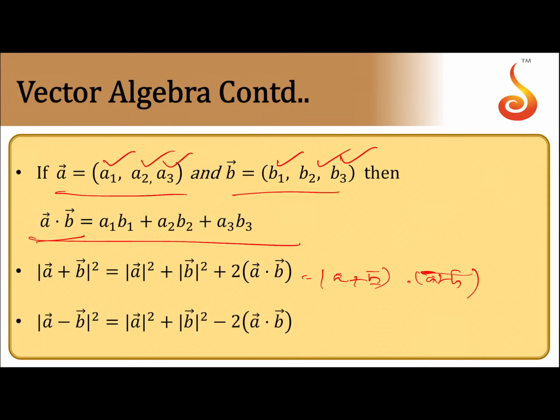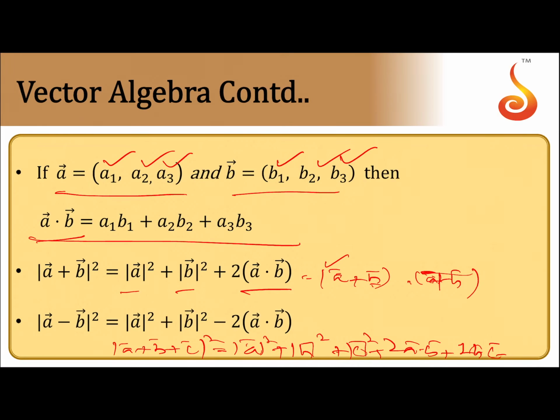Clearly you could see that (A + B)·(A + B) means A·A which is A², B·B which is B², and 2A·B. On the same lines, (A − B)² is nothing but A² + B² − 2A·B. We could also have the formula (A + B + C)² equals A² + B² + C² + 2 times A·B, 2 times B·C plus 2 times C·A.